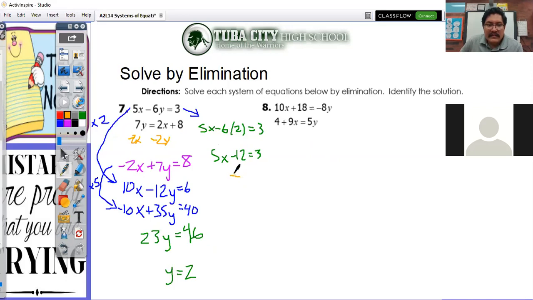Add 12 to both sides. And 5x equals 15. And I know this one here. x equals, because 5 times what gives me 15? Well, 5 times 3 gives me 15. Now I have both of the points for the coordinate pair. And let's go ahead and put that together. So x is 3 and y is 2.